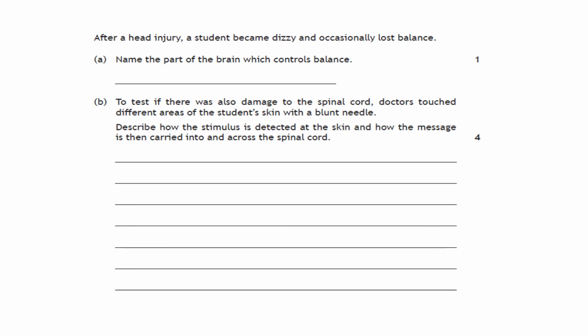Finally, the last question is, after a head injury, a student becomes dizzy and occasionally loses balance. Name the part of the brain which controls balance, and then, to test if there was also damage to the spinal cord, doctors touch different areas of the student's skin with a blunt needle. Describe how the stimulus is detected at the skin and how the message is then carried into and across the spinal cord. So pause the video and try to answer this yourself before I go over the answer.